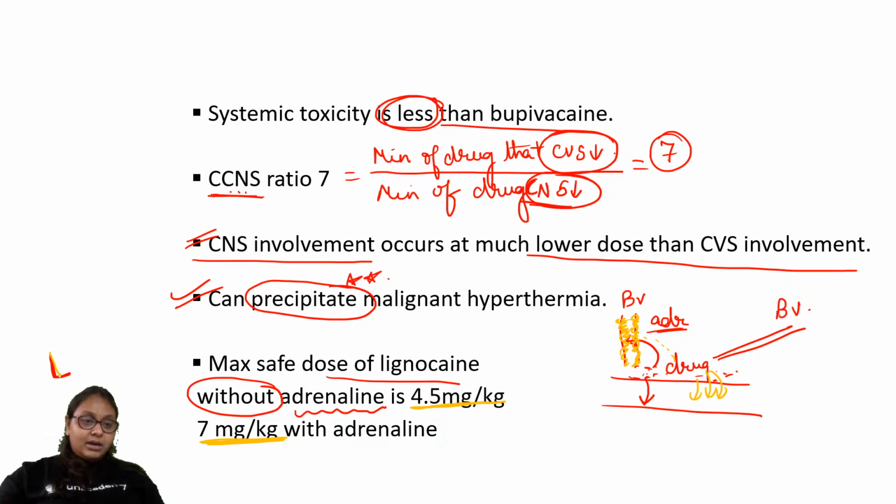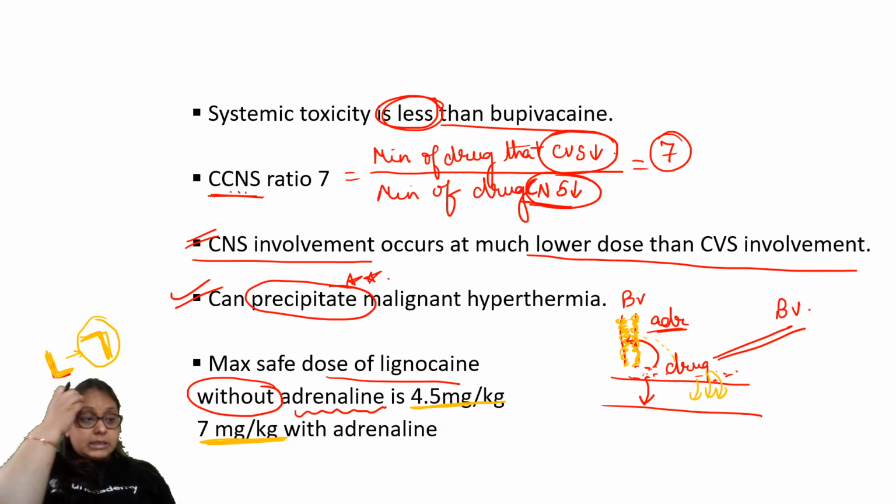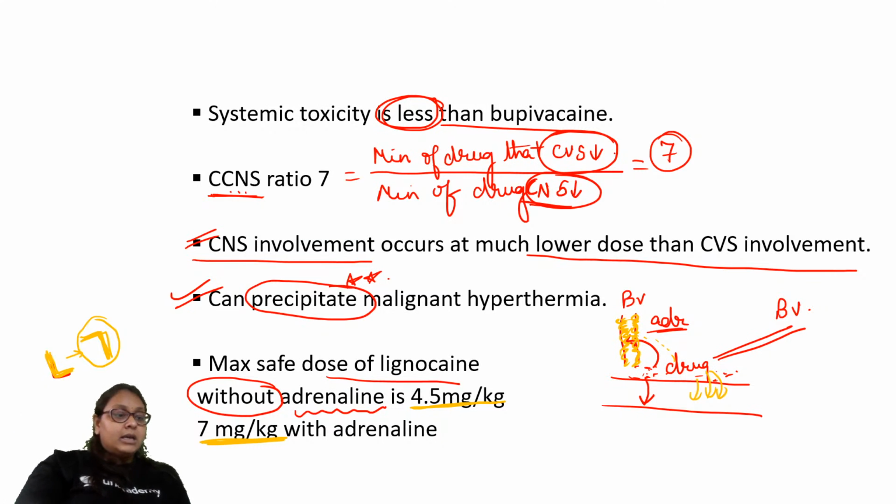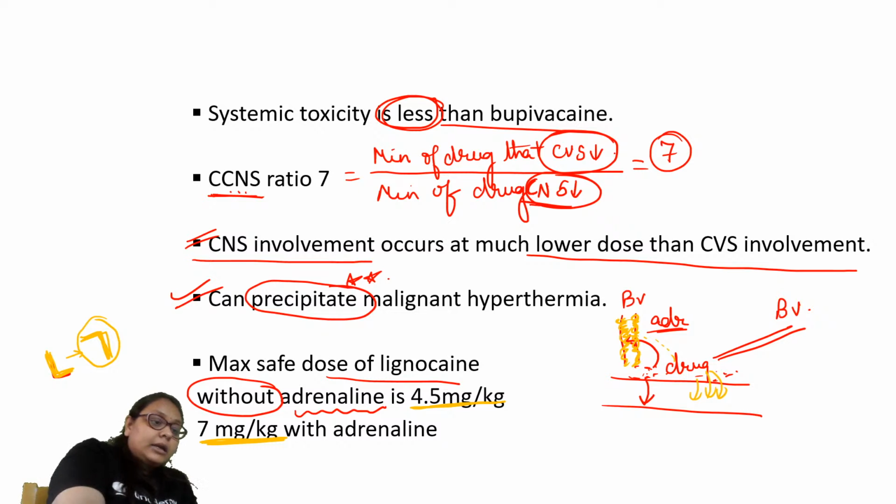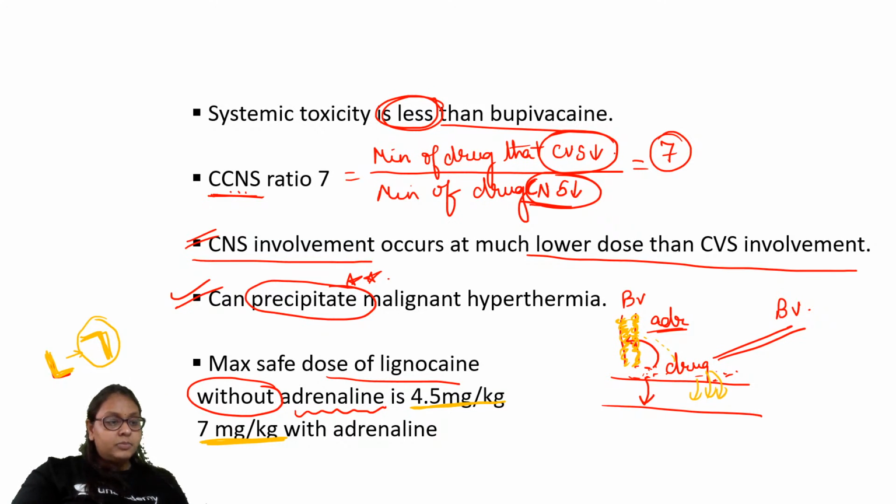So with adrenaline, remember this is lignocaine, the maximum safe dose is 7. And from this 7, remember the CCNS toxicity ratio. The CCNS ratio is also 7. Is it clear? Dr. Ashish, Dr. SG, Dr. Arjun? Is it clear? Any doubts in this? Any doubts? Please let me know.